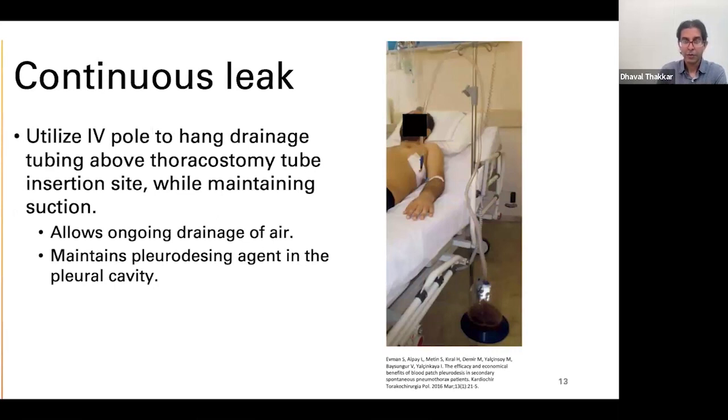And this is interesting, people may not know this. Something I picked up in training: for a patient that has a continuous air leak, or a patient that has a small tube where you're using a blood patch, you can actually hang the tubing over an IV pole, as long as the tubing goes above the insertion site of the drainage in the patient, and then put that on suction. Gravity will hopefully keep your pleurodesing agent within the pleural cavity while letting air escape and be suctioned out. This is another technique you can use to help patients that may have a continuous air leak, and it's quite effective and works really well.